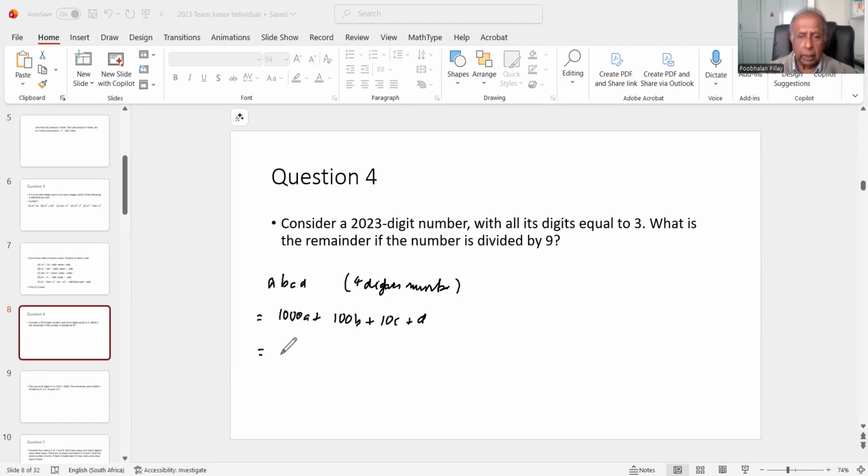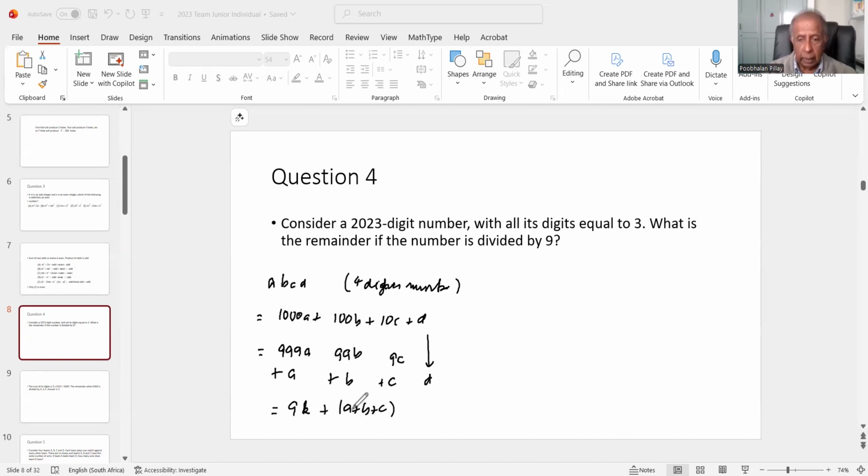1000A is actually 999A plus A, and this is 99B plus B, and this is 9C plus C, and here you have just D. So you've got a multiple of 9 plus A plus B plus C. So it's 9 times some number, a multiple of 9, right? 9 goes into the whole lot, plus A plus B plus C.